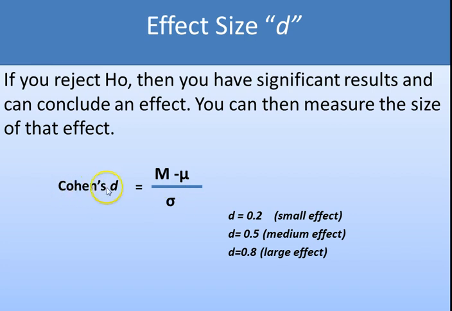Once you calculated Cohen's d, if you got a d value of around 0.2, that would be a small effect. If you got a d value of around 0.5, that would be a medium effect. And if you got a d value of around 0.8, that would be a large effect.